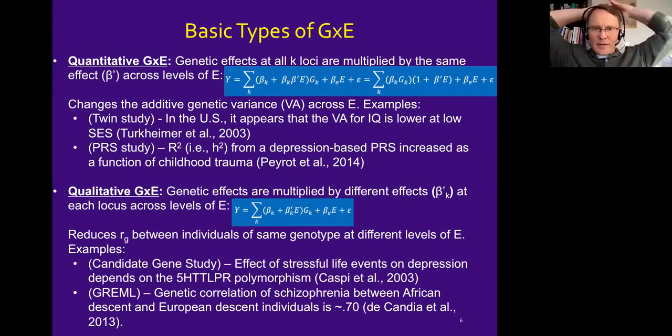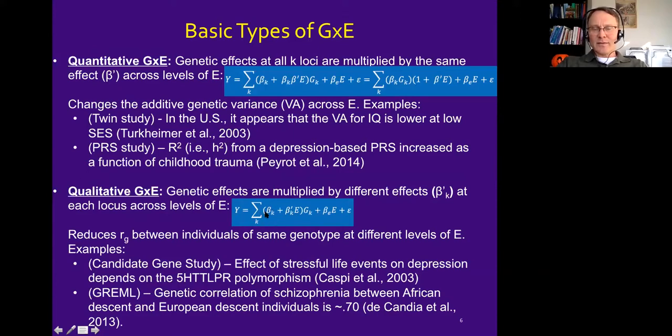We can also think about a different type of G by E. This is what I call qualitative. I borrow these terms pretty much from the twin literature, but I think they're helpful. This is where the actual effects themselves are different across different levels of E. You can see in this equation that beta prime K, the interaction effect, is subset by K, right? So there's basically what could be thought of as an intercept term, the effect of the allele when the environment's at 0.